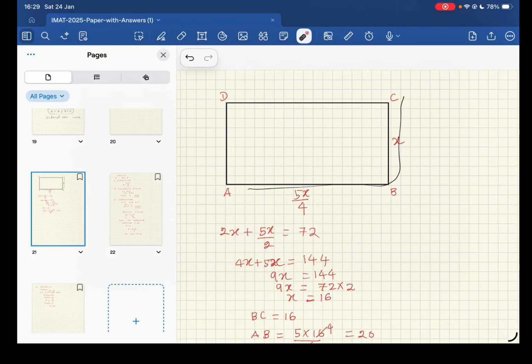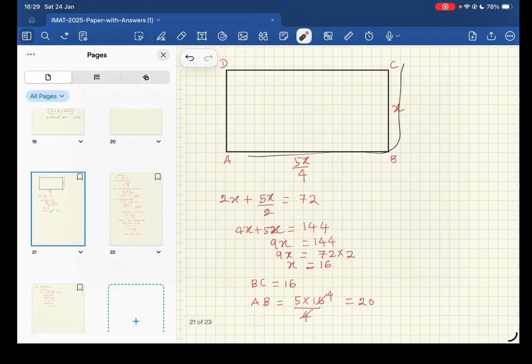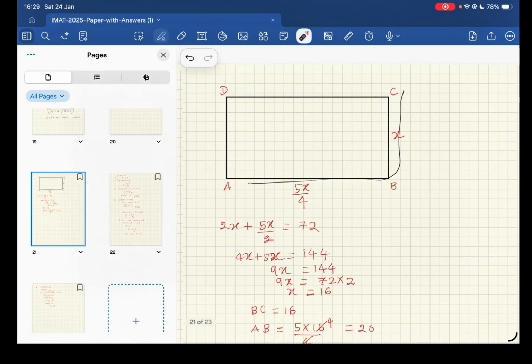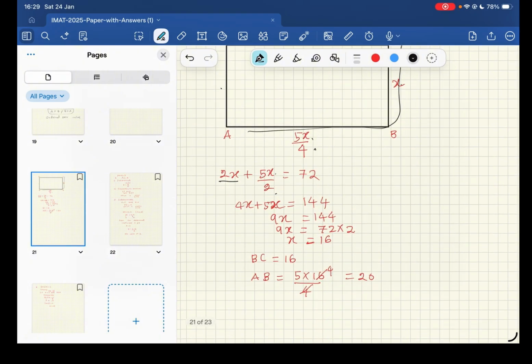So first you have to read the question. It says BC is x and AB is 5/4 of the height. So if the height is x, then AB is 5/4 x, and we have to find the perimeter. For the perimeter of the rectangle, this is x and this is x, multiplied by 2, so 2x. This is 5x by 4, multiplied by 2, it's 5x by 2. Add together, the perimeter is 72.